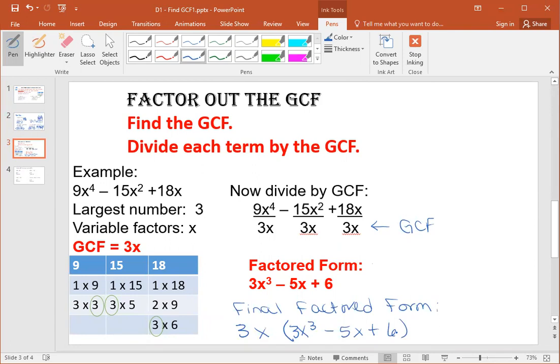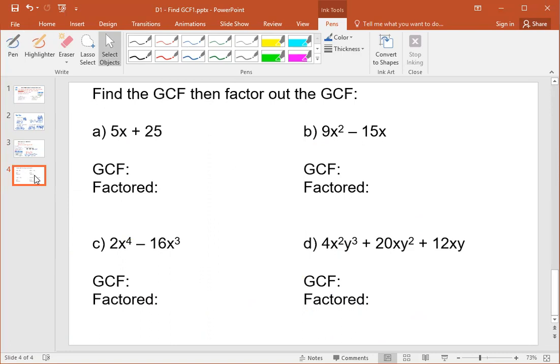Okay, so you can't just throw that GCF away. It's still there in your final answer, it's just put out into the front. So this front is the GCF, and the back end is that portion that's left over after you pull the GCF out. Okay, so let's try a few of these.